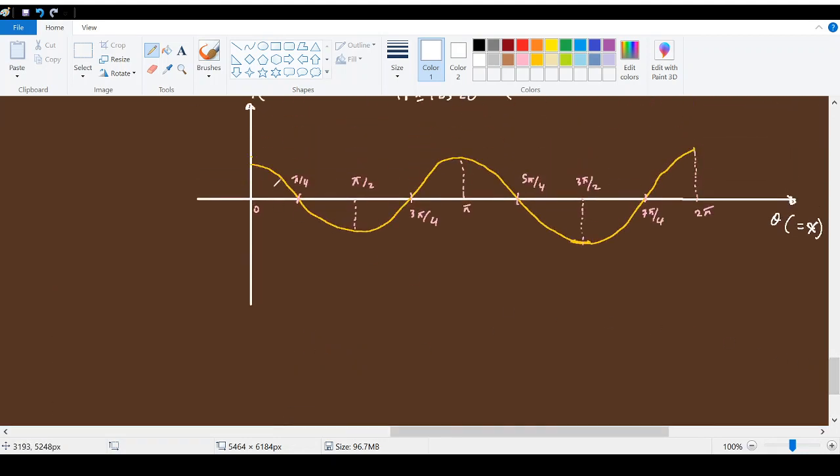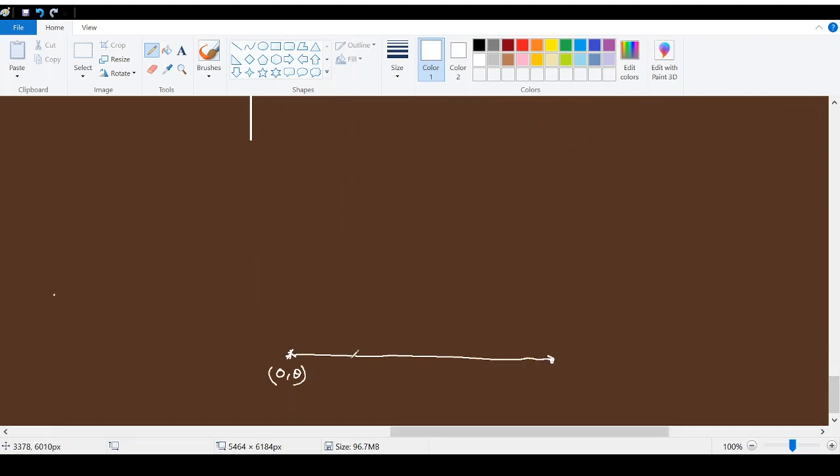Okay, let's see how it goes. When theta is equal to 0, that means when it lies on this straight line, the value of r should be equal to 1, right? So the value of r should be equal to 1, right?